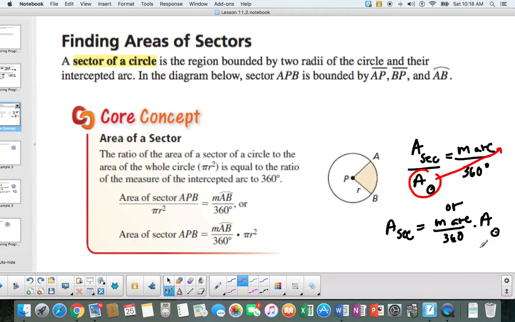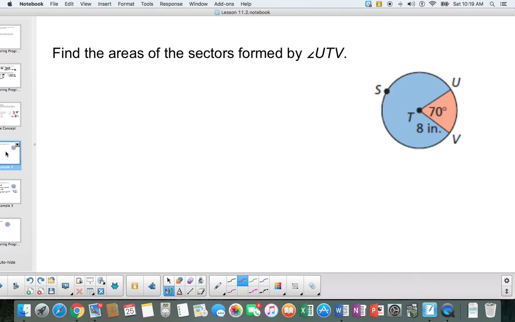And if you notice, when we started the lesson, this is the way I did it. I knew the area of the whole circle, and I just figured out the fractional amount. That's what we did at the beginning. All right, let's take a look at this problem. I want to find the area of the sector formed by this angle. So there's 2 areas. There's a small sector and there's a large sector.